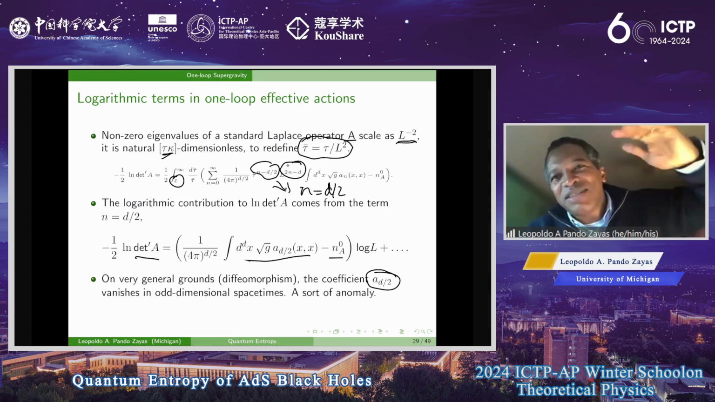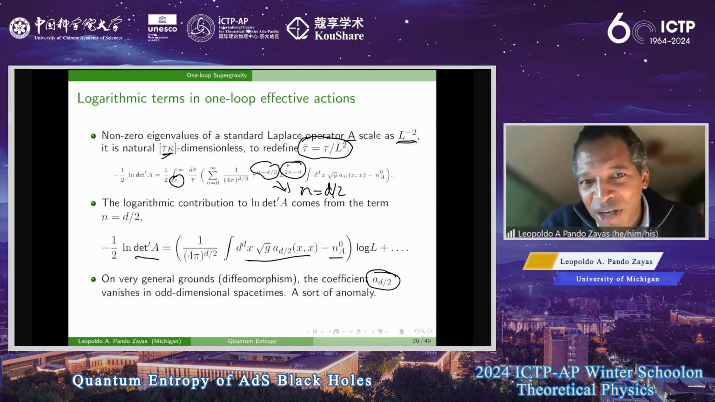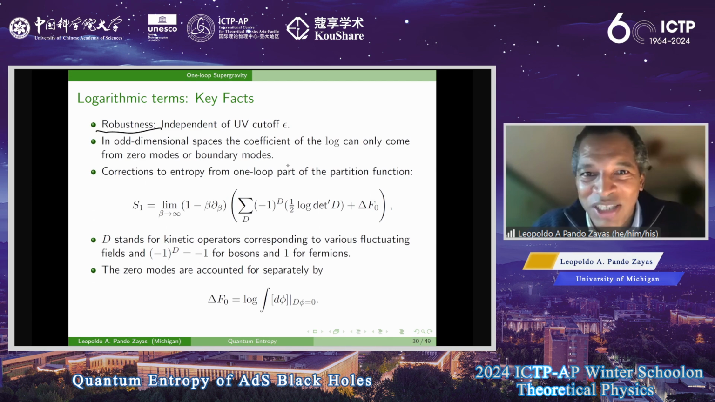So as I move my cutoff, the UV theory can change, but the coefficient cannot change. The coefficient would be the log of this divided, let's say, by epsilon. So this quantity can change, but the coefficient in front remains the same. This is why the coefficient of the log is very robust, a protected quantity that makes sense to compute even in the IR theory.